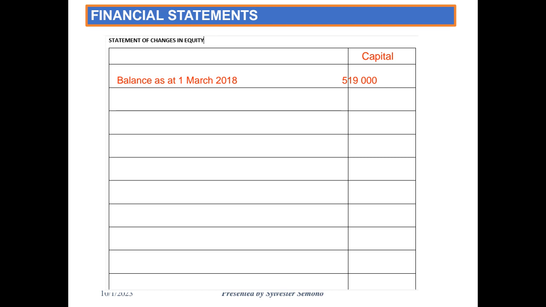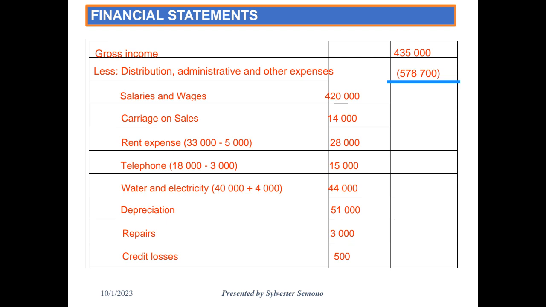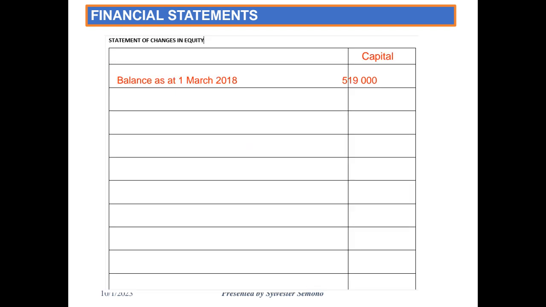Are we together? Can you see now? Yes. You can see what I wrote there. Balance as at 1st of March 2019, capital. Or you can say balance at the beginning. It's up to you. Now what is important is I'm just showing you the format. Obviously the balance, you can easily find it from the list of balances.